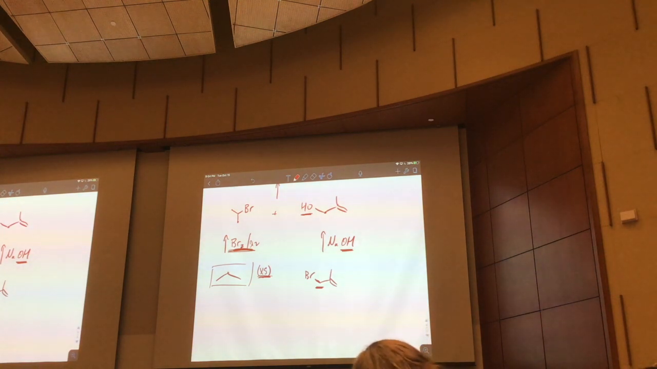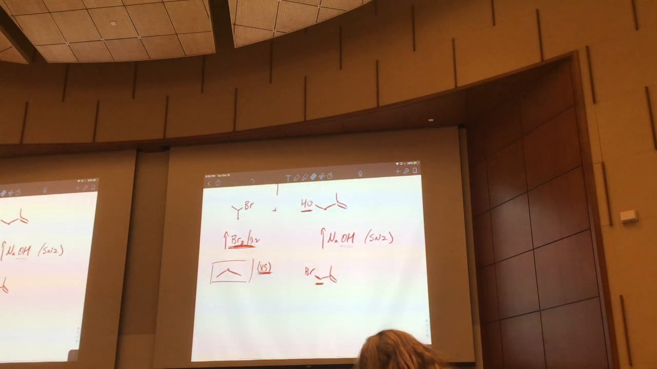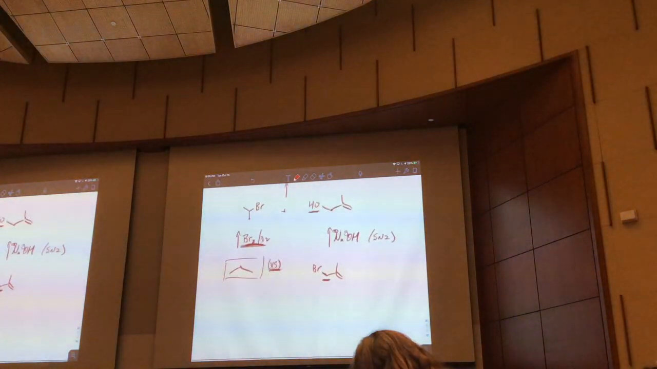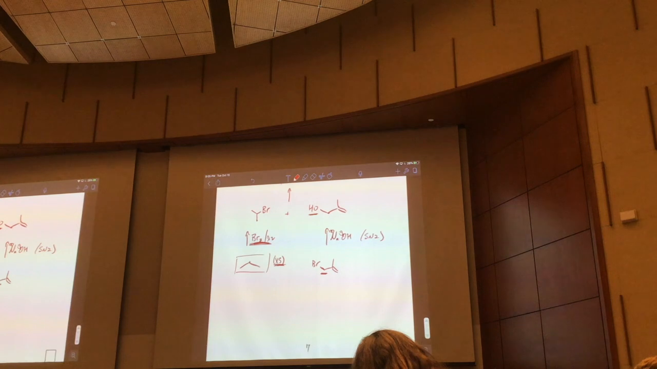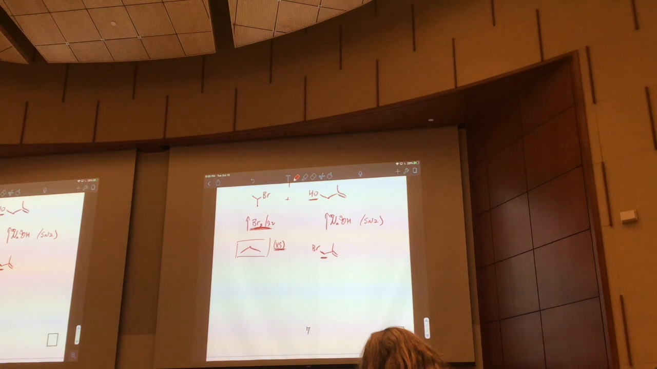Because remember, when it's on primary, it can just get in there and do that. But secondary or tertiary, there's too much going on and it's going to eliminate. Those protons are much easier to grab. So this NaOH here, that's going to be an SN2 reaction. And this is your nucleophile. Your OH minus is your nucleophile. So that OH is going to go in, substitute the bromine. Awesome.